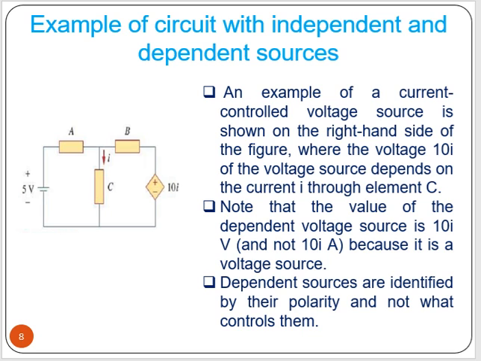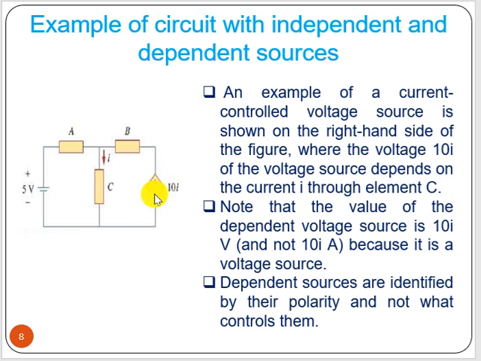Now take one example of that. An example of a current controlled voltage source. So here you can see this is a plus minus, so voltage source. What is the controlling part here? 10I. 10 is the constant. So I is the current. So current controlled voltage source. And where is the current in the circuit? Here is the current. That is the current flowing through this C circuit element that is controlled.